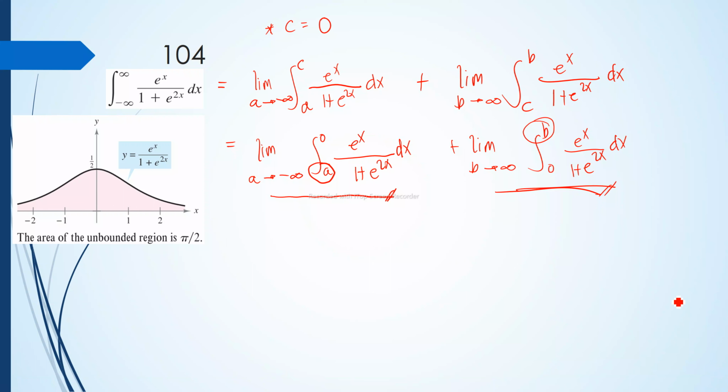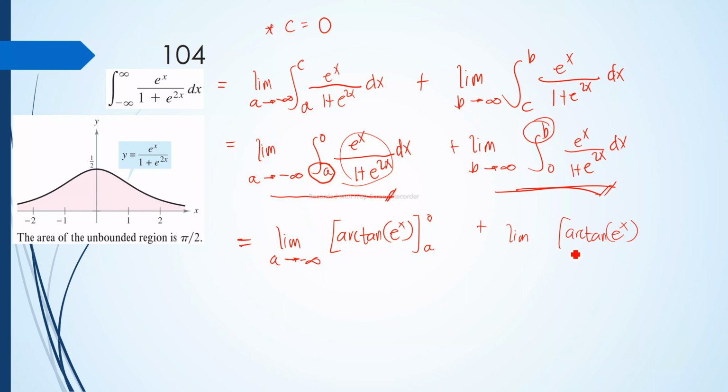So basically, first we integrate the integral. The integral of e to the x over 1 plus e to the 2x is just equal to the limit of arctangent e to the x, to be evaluated from a to 0 as a approaches negative infinity, plus, on the right side, the arctangent of e to the x evaluated from 0 to b as b approaches positive infinity.